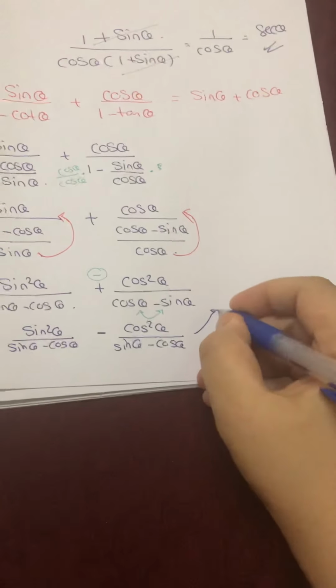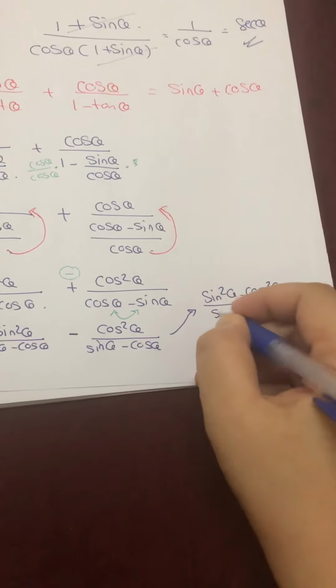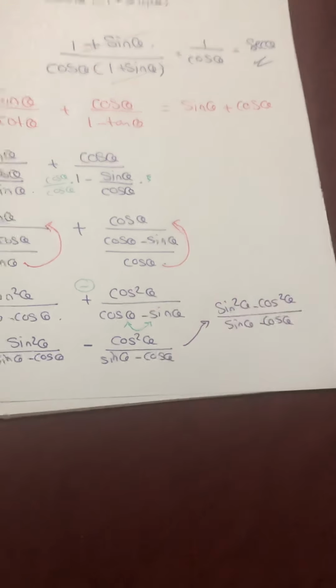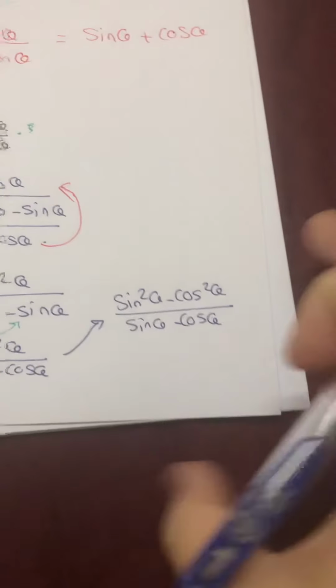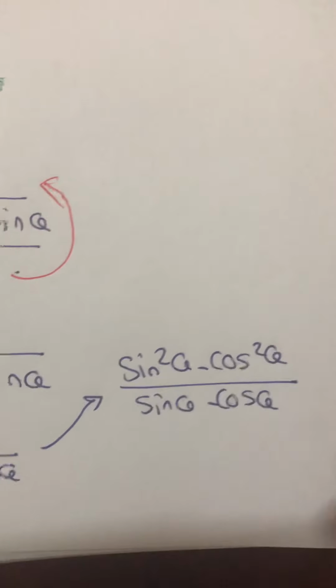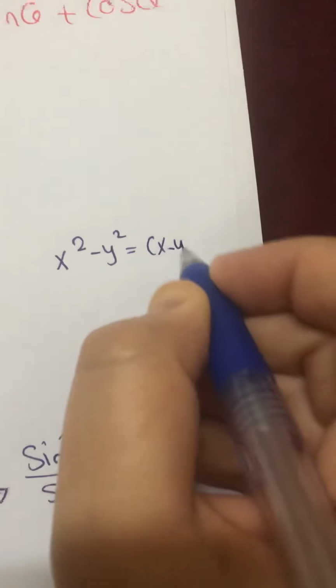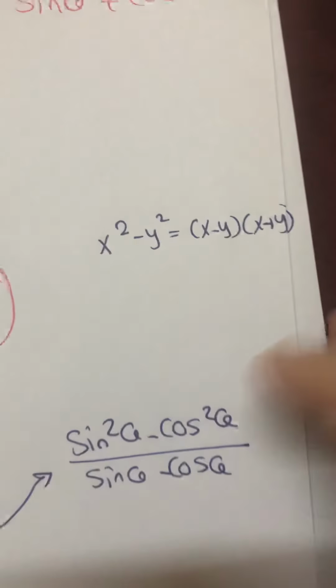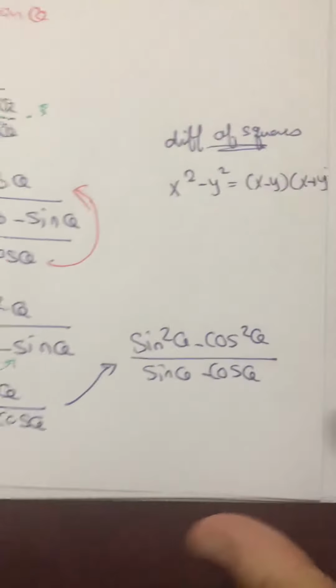Right? So I'm gonna have sine squared theta minus cosine squared theta all over sine theta minus cosine theta. I don't have an identity for this. I have one for sine squared plus cosine squared equals 1. But I should know that this is difference of squares. How do I know? By heart. Remember difference of squares when I used to say x squared minus y squared is equal to x minus y times x plus y, and this was difference of squares. Right? This is also difference of squares, but it's a trigonometric function.